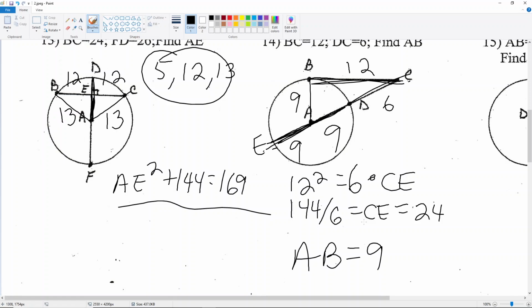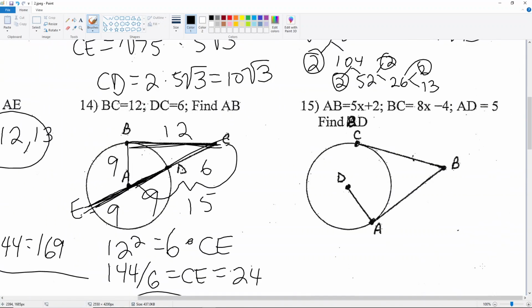Okay, very nice. Nicely done. And let's just double check it. AD is 9. DC is 6. 9 and 6 is 15. So 9, 12, 15. That's a 3, 4, 5 Pythagorean triple, right triangle, all multiplied by 3. So that just kind of verifies it. So AB equals 9.